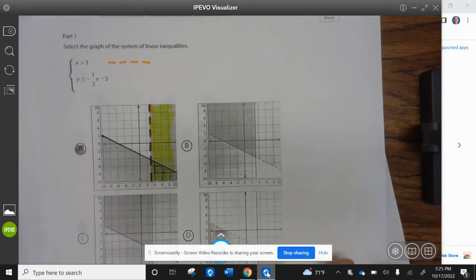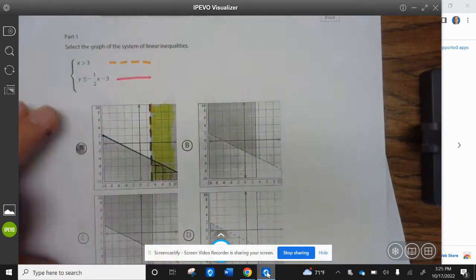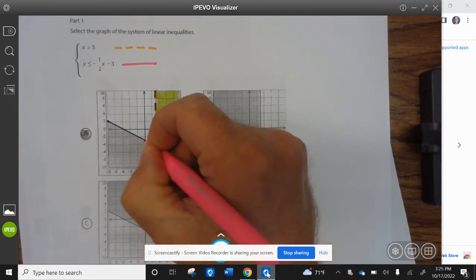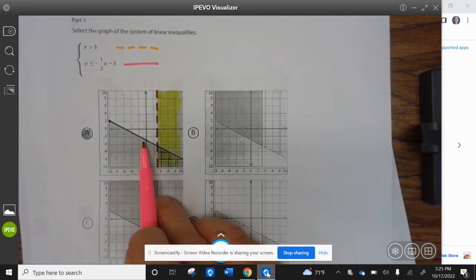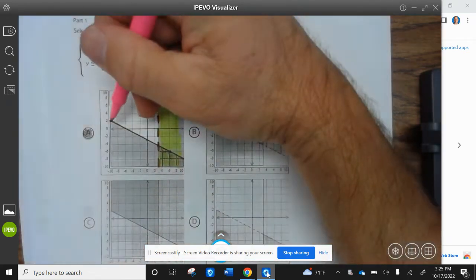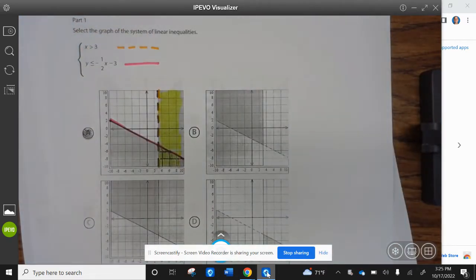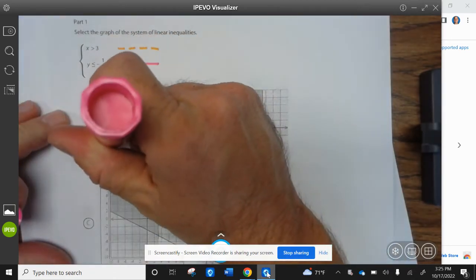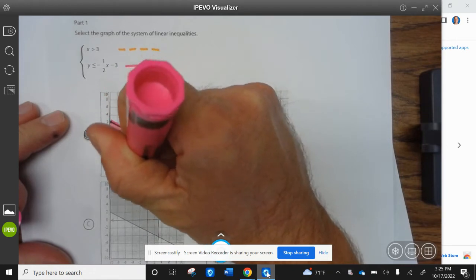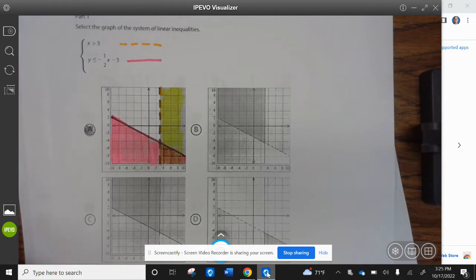Now, this has a line underneath, so it's a solid line. So the y-intercept is at 0, negative 3. And then we go down 1, right 2, down 1, right 2, down 1, right 2. So this is this line. It's less than, so we shade below. And our solution is the overlapping shaded region right here, okay?